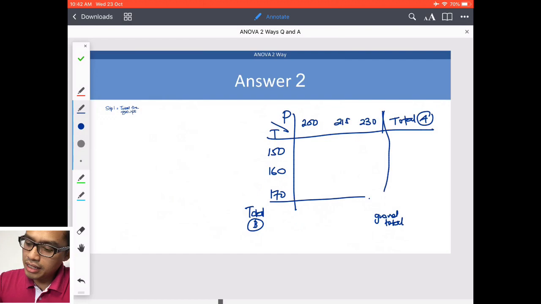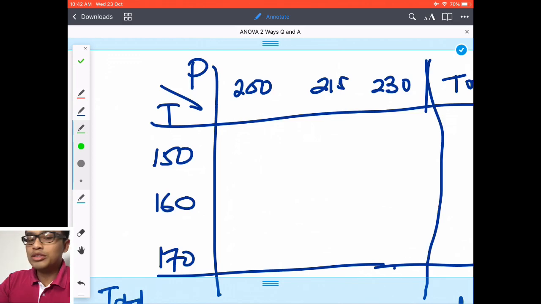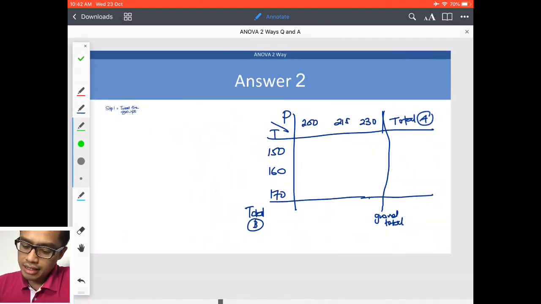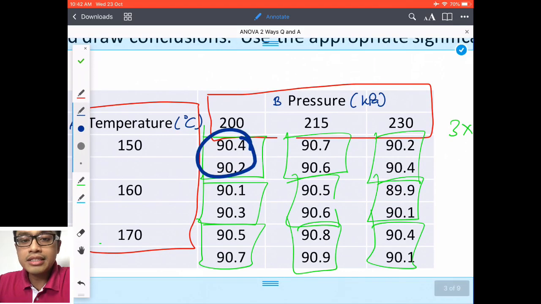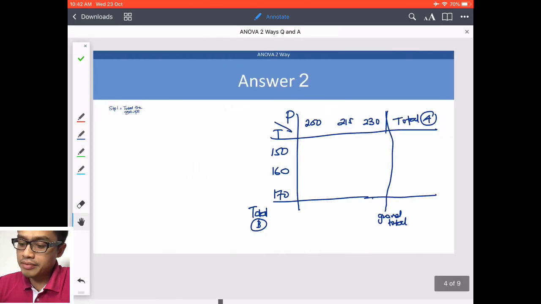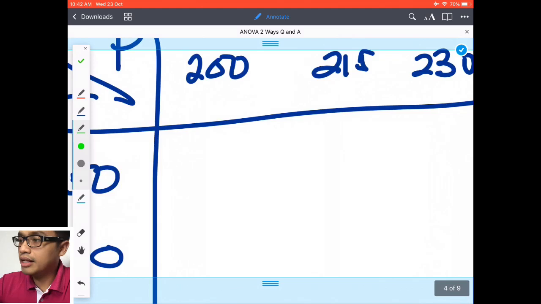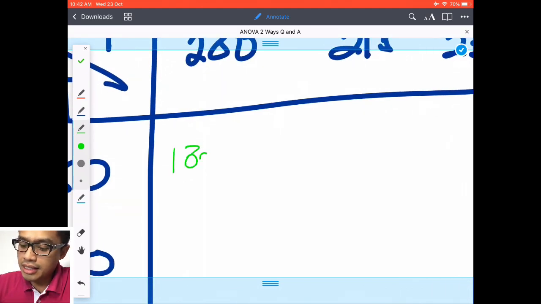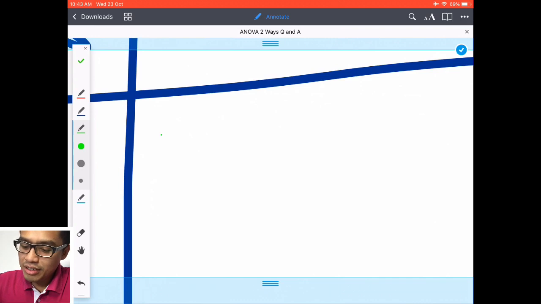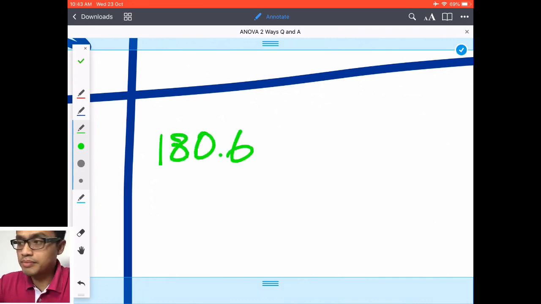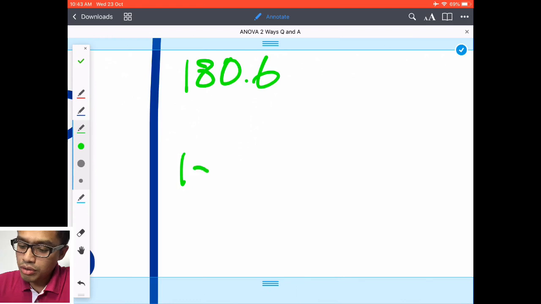Let's make it cleaner. I'm going to switch to the green pen. By total the group, I mean this one: 90.4 plus 90.2, and you will get 180.6. Why don't we make this one thicker as well? I'm a bit OCD on this one. 180.6. Similarly for all of the groups.